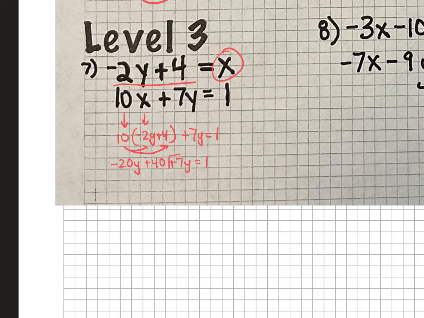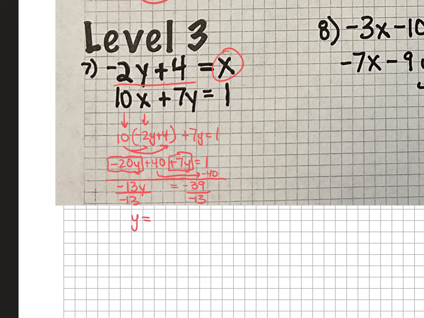I have 7 people fighting on the positive y team. I have 20 people fighting on the negative y team, which means the negative team is going to win by 13 people. So negative 13y, the 40 has to go to the other side and become negative 40. So we have negative 13y equals negative 39. 40 people fighting for the negative team, one person fighting for the positive. I divide by negative 13.